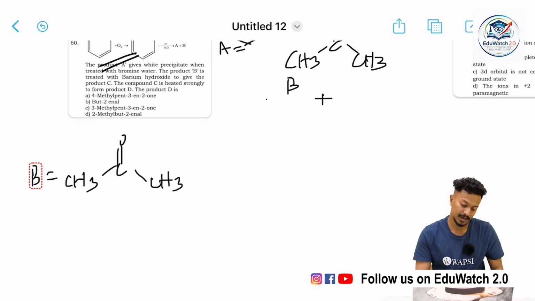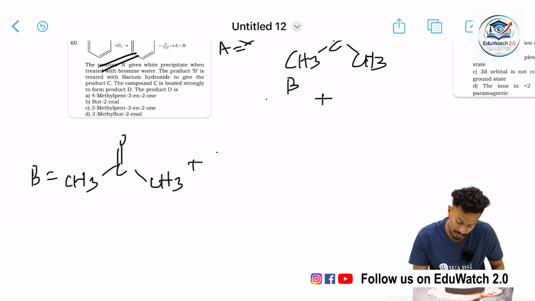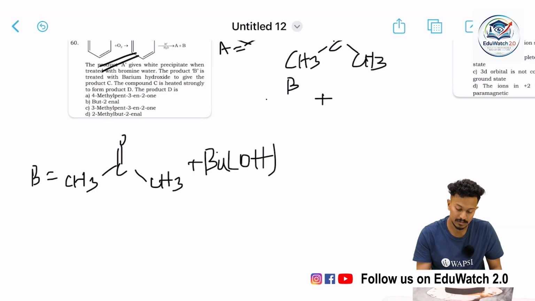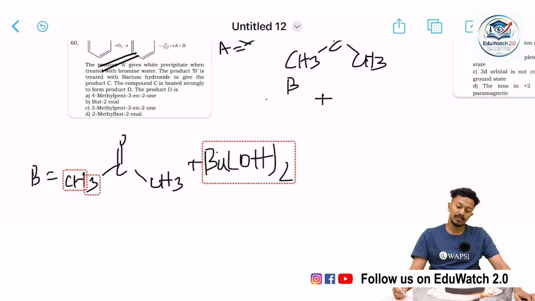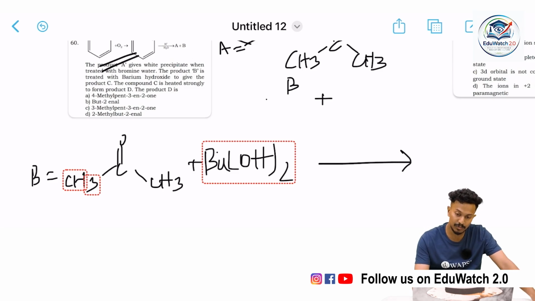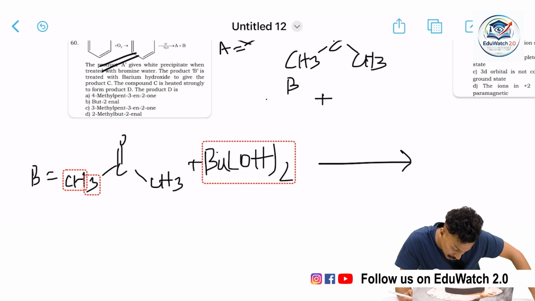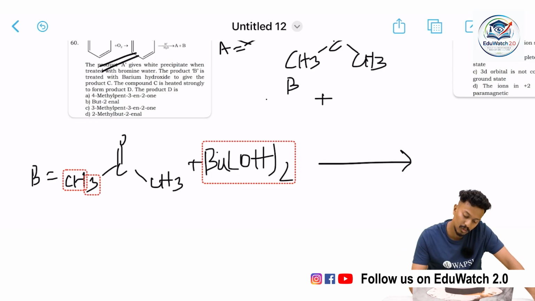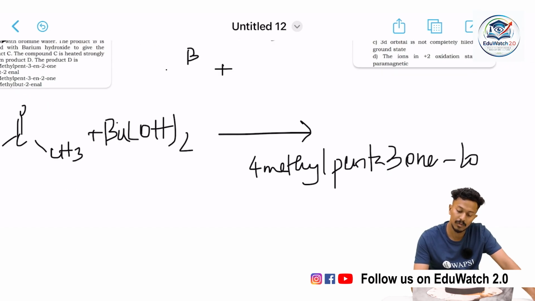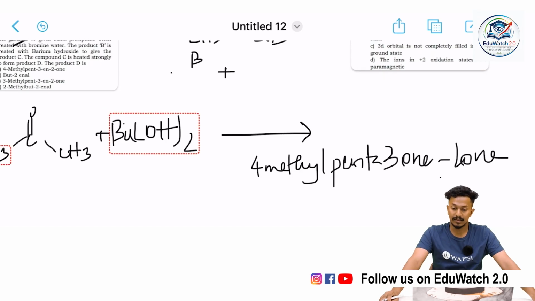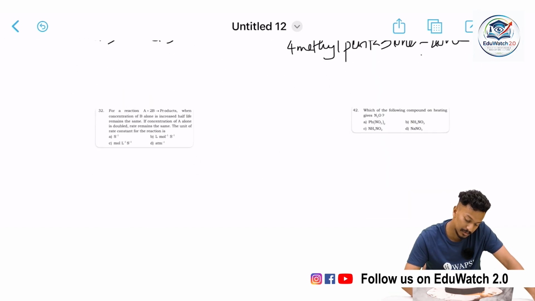B is treated with barium hydroxide. This is actually a classic example of an aldol condensation reaction, followed by heating, which gives 4-methylpent-3-en-2-one. This is right. Aldol condensation reaction. We'll move on to our next question.